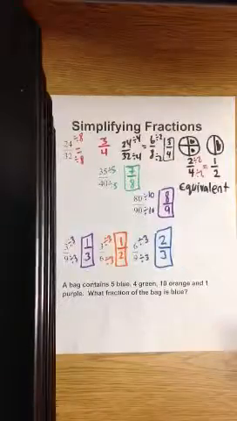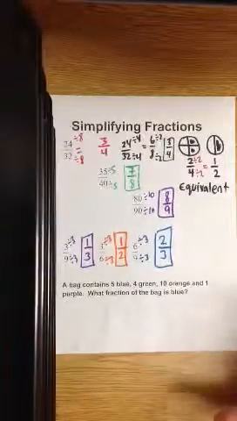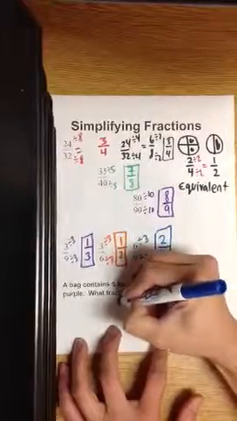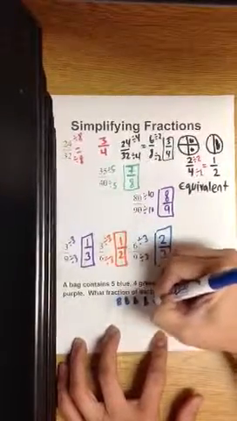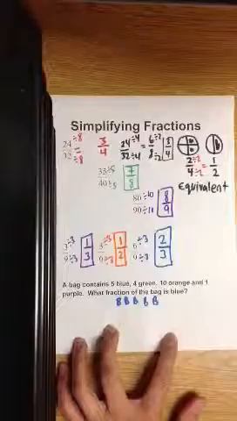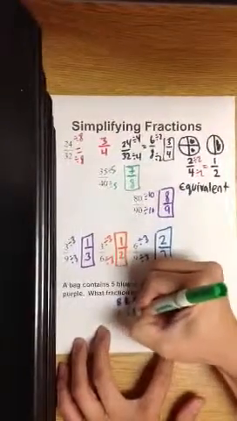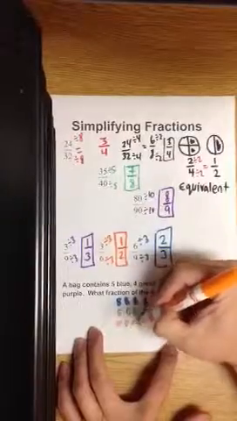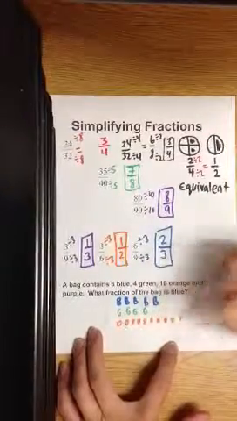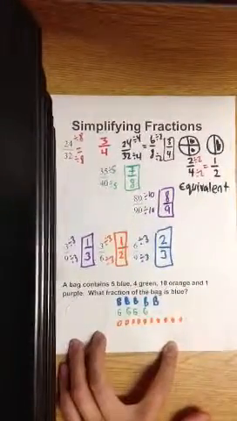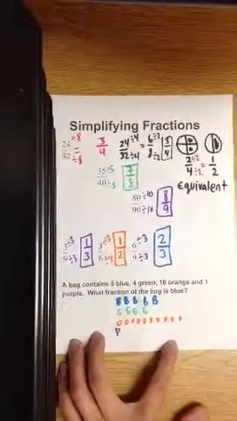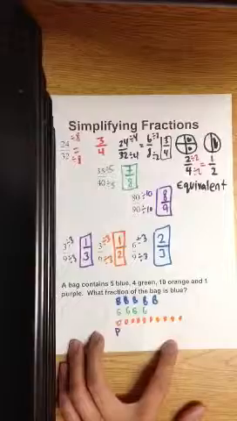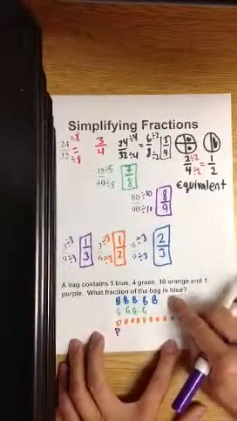Let's try a word problem, a story problem about this type of concept. A bag contains 5 blue, 4 green, 10 orange, 1 purple. So a bag contains these items. What fraction of the bag is blue?